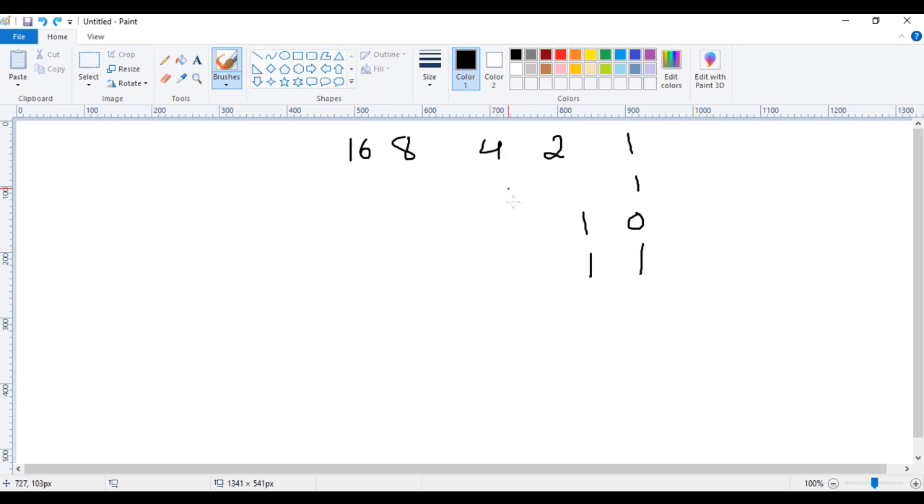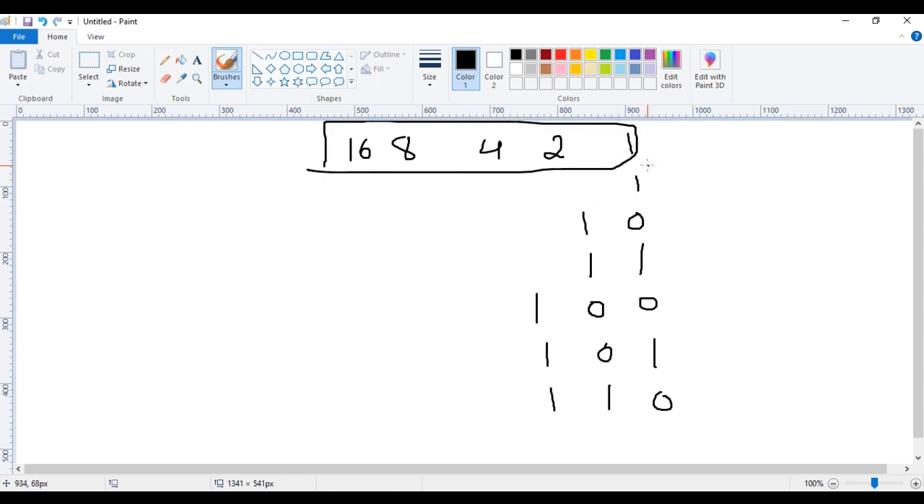To represent 4, underneath 4 I write 1, and underneath 2 I write 0, underneath 1 I write 0. To represent 5, underneath 4 I write 1, underneath 2 I write 0, underneath 1 I write 1, because 4 plus 1 is 5 guys. If I have to represent 6, underneath 4 I write 1, underneath 2 I write 1, underneath 1 I write 0 because 4 plus 2 is 6. Like that we can represent any decimal number in binary by remembering this 2 to the power series, guys.